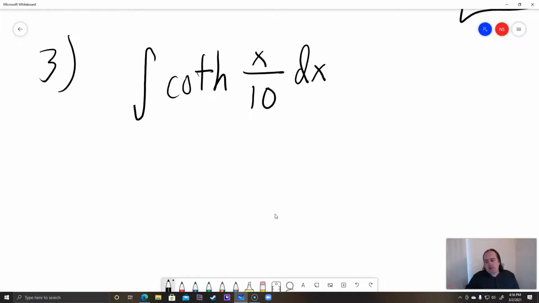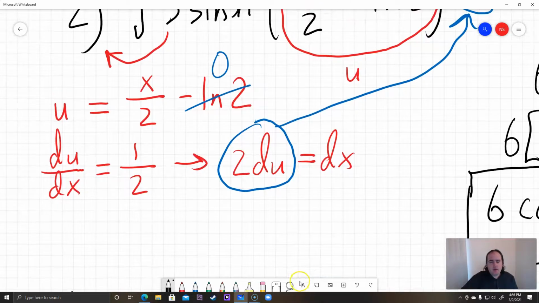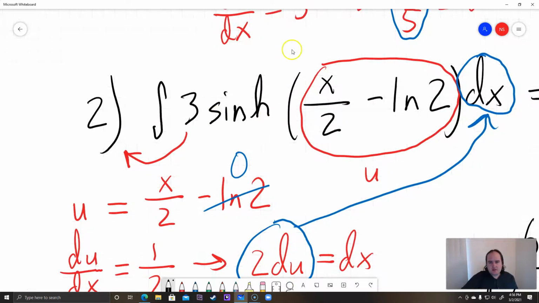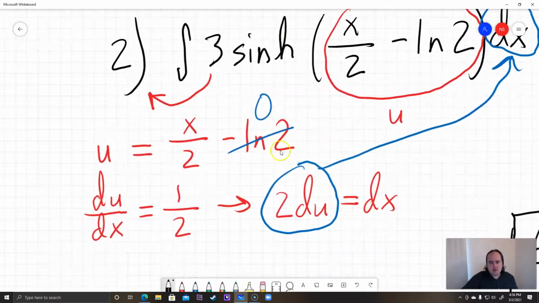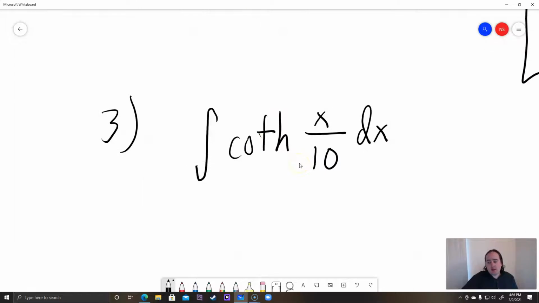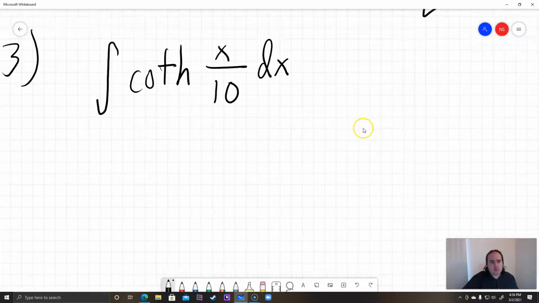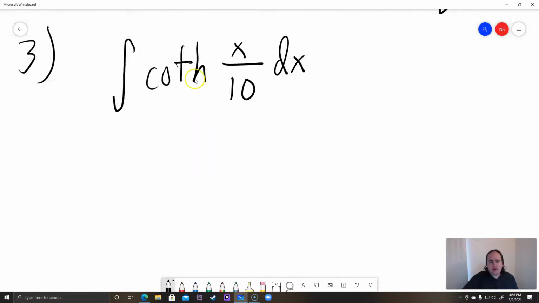Now, remember in my other video where I talked about the introduction to the hyperbolic functions, all of these functions, sinh, cosh, coth, these are all hyperbolic trig functions. They're technically not trigonometric functions, but some books call them trig functions. So they're just like sine, cosine, tangent, cotangent, but they have a little h there to show that they're hyperbolic. So here we want to do the integral of coth of x over 10 dx.